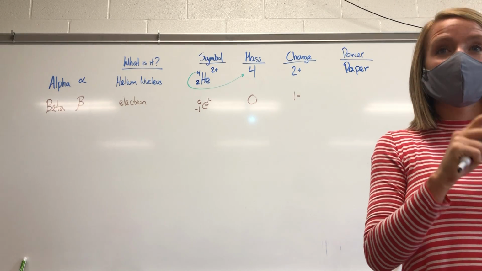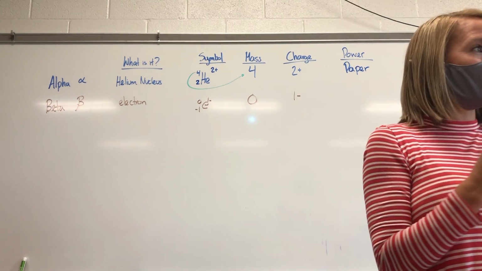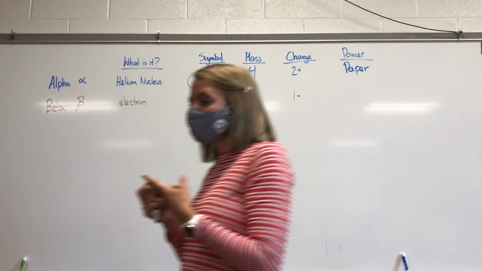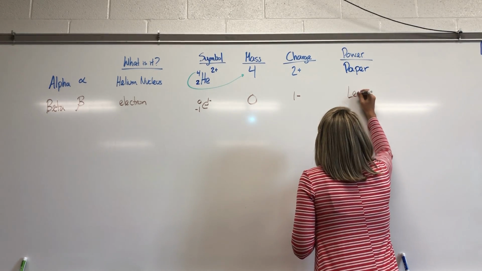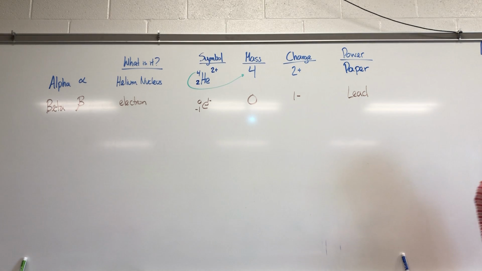Beta particles can pass through paper, so that won't protect you. But you'd be pretty safe if you got some lead. Other metals actually might be able to stop it depending on how thick it is, but lead would for sure keep you safe.